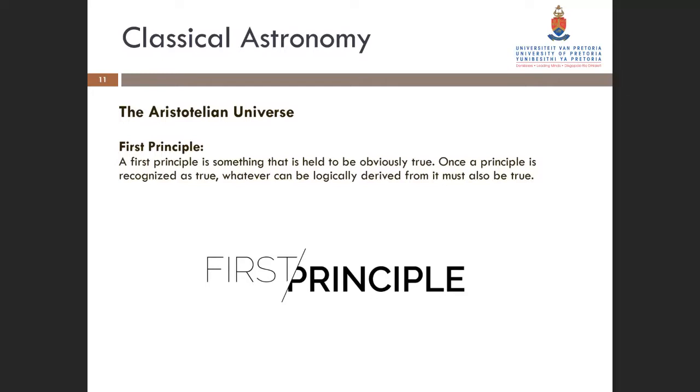So the Aristotelian universe, the first principle. The first principle is something that is held to be obviously true. Once a principle is recognized as true, whatever can be logically derived from it must also be true. Can you guys think of any first principles?